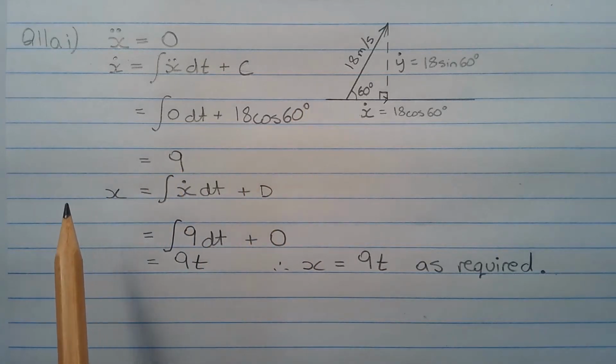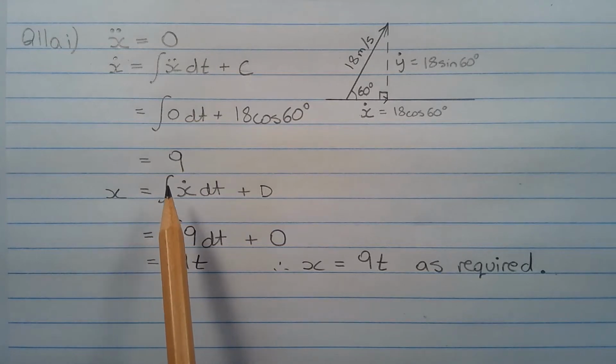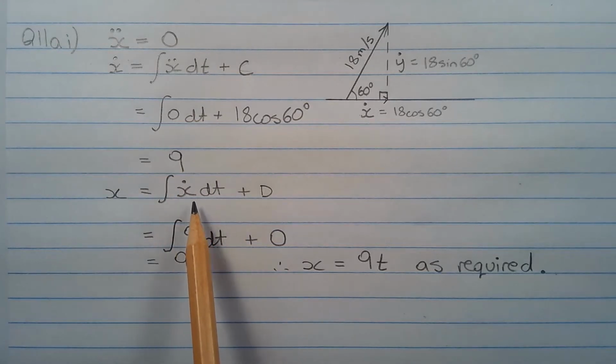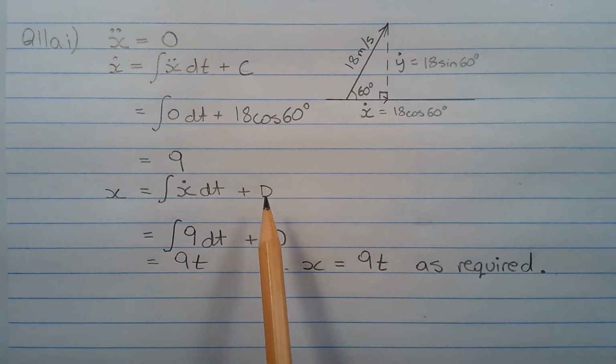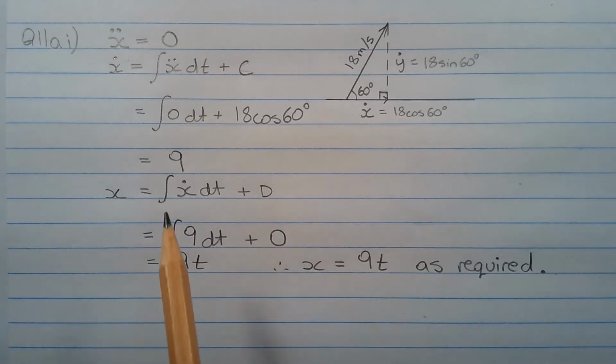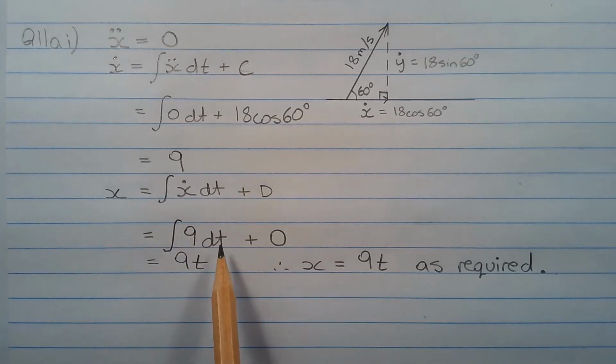Now the displacement x is equal to the integral of x dot, or the horizontal velocity, with respect to time, plus the initial displacement. Now the initial displacement is 0, because we're starting at the origin. And the integral of 9 dt is just 9t. Therefore, x equals 9t as required.